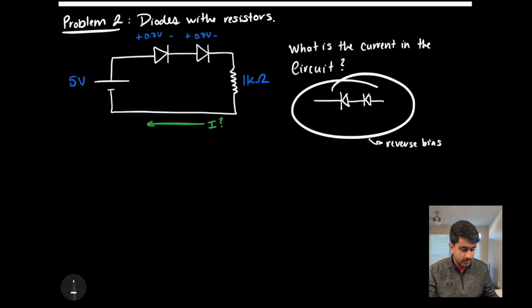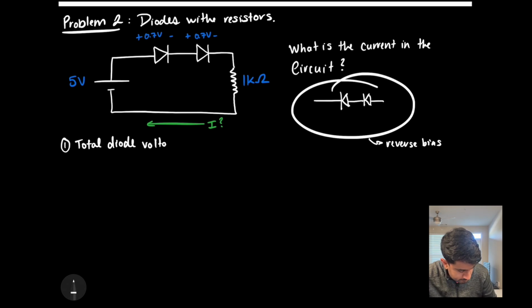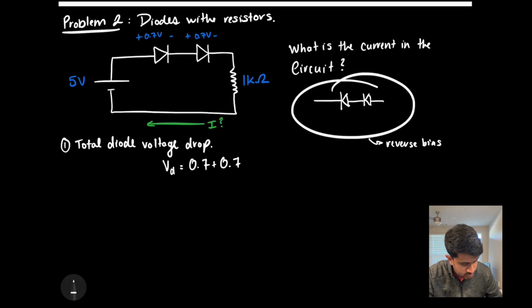We can pretty easily calculate the currents within the circuit. So this should be a pretty easy 2 or 3 step problem, in my opinion. So let's look at step number 1, which is going to be the total diode voltage drop. That is a pretty easy calculation that we can do. The diode drop is going to be equal to 0.7 plus 0.7, since they're two diodes, equals 1.4 volts.